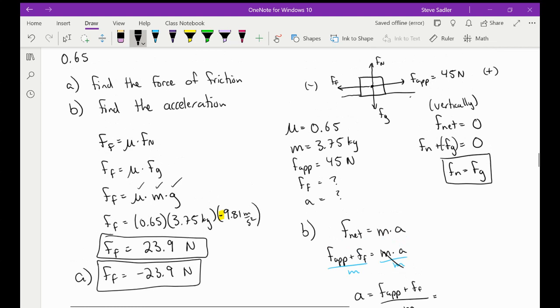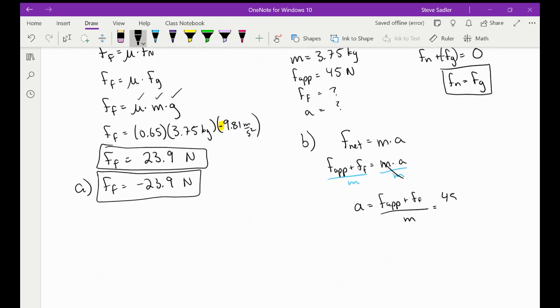So force applied was 45 newtons plus force of friction is negative 23.9 newtons. It's important that you make that negative. It is going the opposite direction. And then your mass was 3.75 kilograms. So in this case, we can punch that into our calculator. 45 minus 23.9, all divided by 3.75, and we get an acceleration of 5.6 meters per second squared.